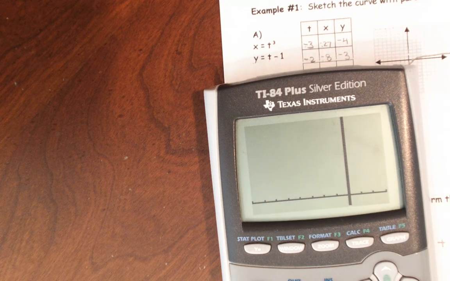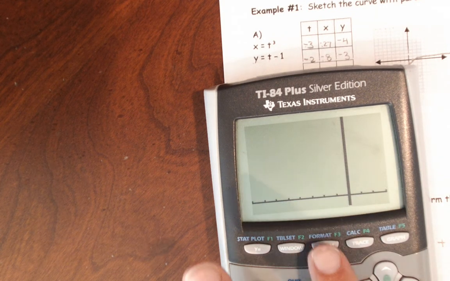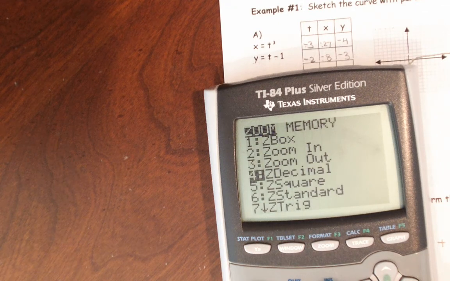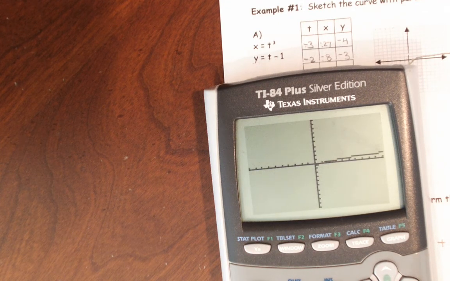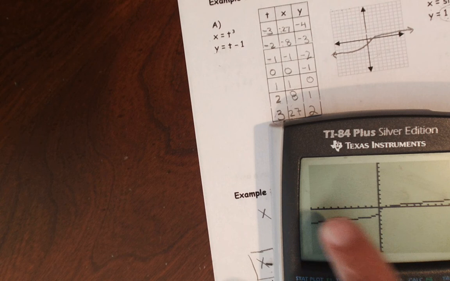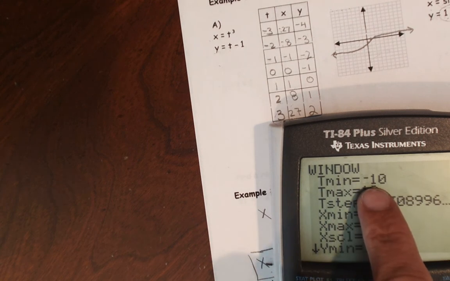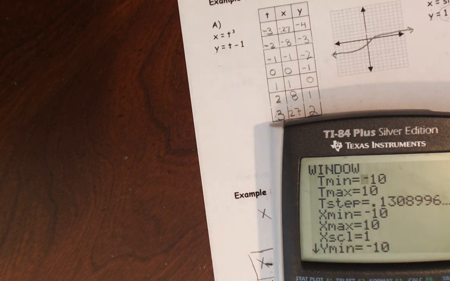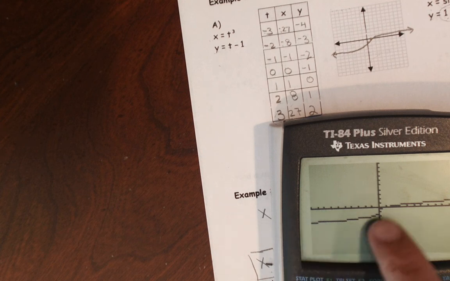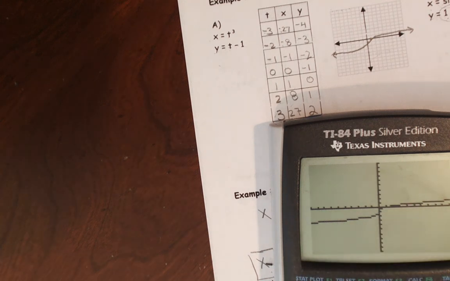I don't know what my window's set at, so I'm going to just do zoom standard. Okay, so here's what it looks like. I had to go in and change my window. My T-min was at 0, so I did just negative 10 to 10. You could do whatever you want, just change it up in your window. And then there we go, there is our graph. So just something to think about. And there we go, that is 10.7, parametric equations.